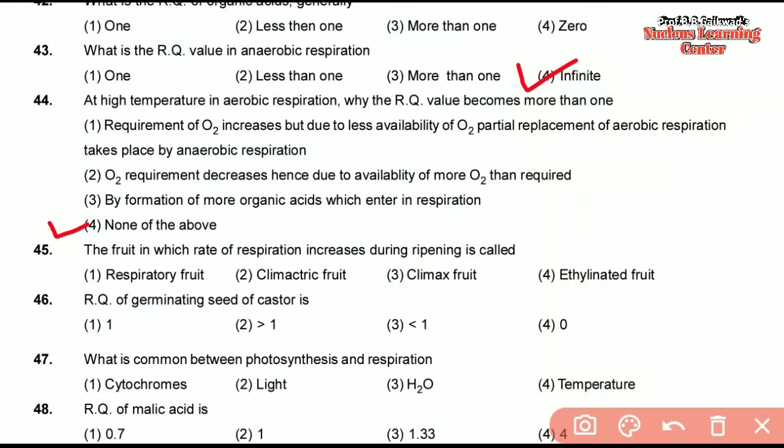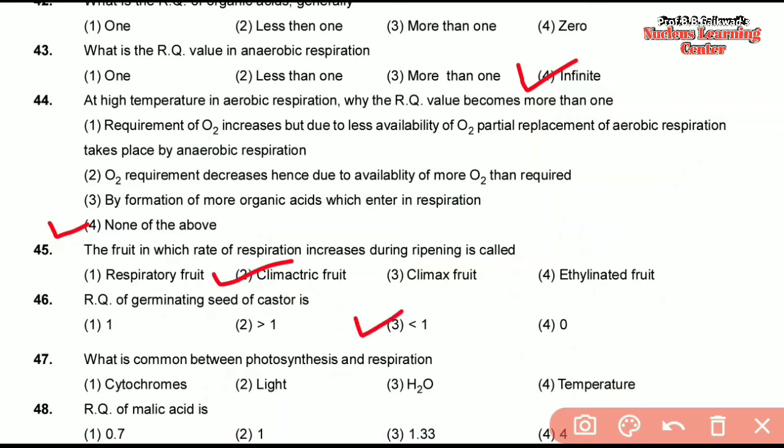45 number question is there. The fruit in which rate of respiration increases during its ripening is called as. So at the time of ripening, the rate of respiration increases, such fruits are called as climacteric fruits. Climacteric fruits. Next question: RQ of germinating seed of castor is less than 1.